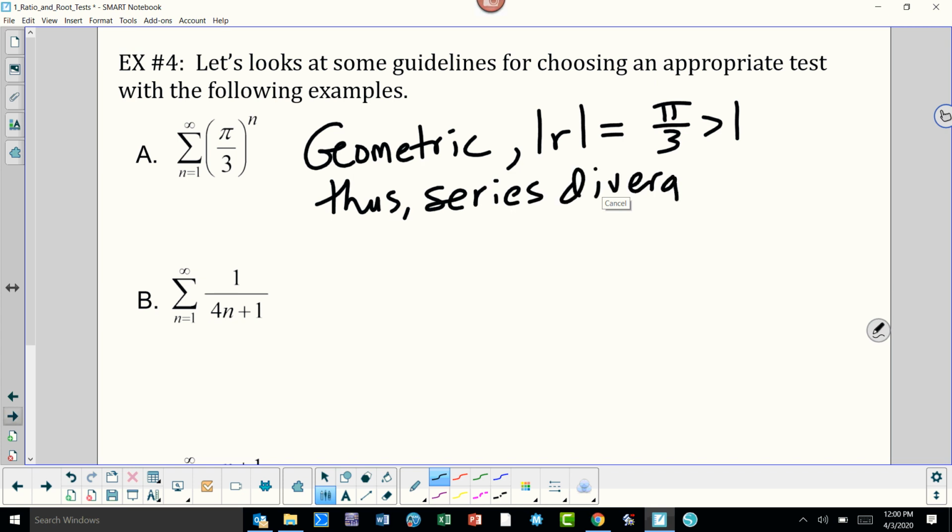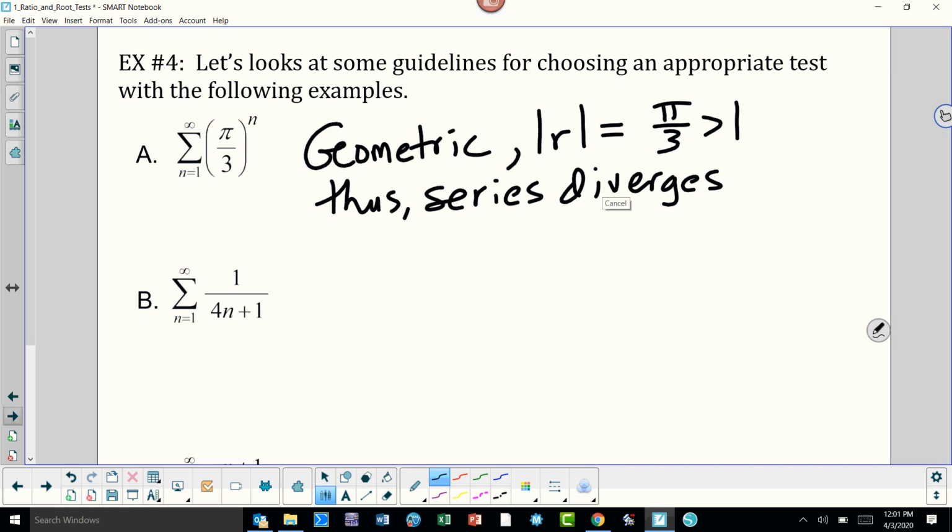And remember, you don't have to say by the geometric series test because you said it was geometric first. So if I identify it's geometric, the absolute value of r is pi over 3, which is definitely more than 1, thus it diverges. That's it. Because with geometric, you keep multiplying by a number bigger than 1, so the terms get bigger and bigger, and bigger is not good for convergence, so that's going to diverge.